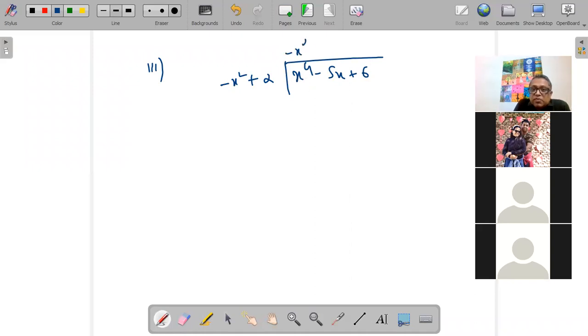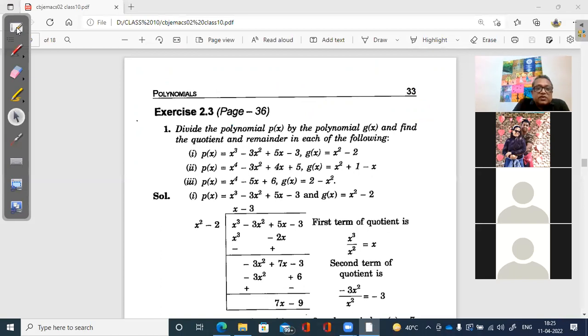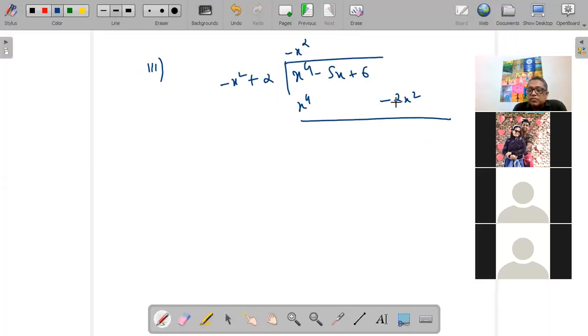We will have to multiply it by minus x square क्योंकि minus और minus क्या होता है plus. So minus x square into minus x square we get x to the power 4. 2 into minus x square we get minus 2x square. ये अलग से लिखेंगे because there is no x square term here. It is x to the power 4 minus 5x plus 6. तो इसको हमने अलग से लिख दिया.